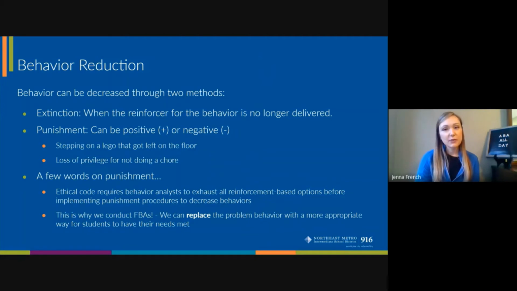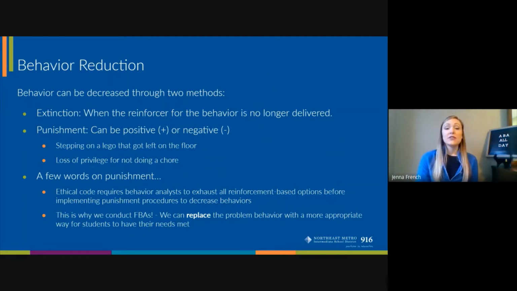So positive punishment would be introducing something that the individual doesn't like, or negative, which would be taking away something that the individual does like. So I did highlight two examples here. An example of positive punishment would be stepping on a Lego that got left on the floor. Stepping on a Lego hurts really bad. And so that positive punishment would make me less likely to leave Legos on the floor in the future. It's going to decrease that behavior.